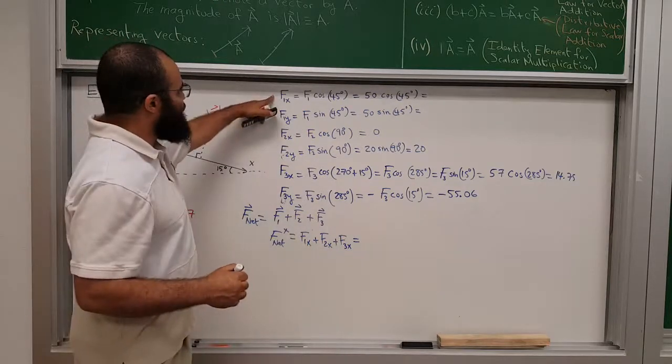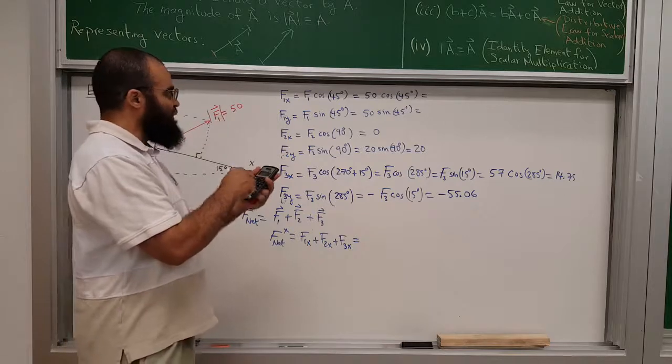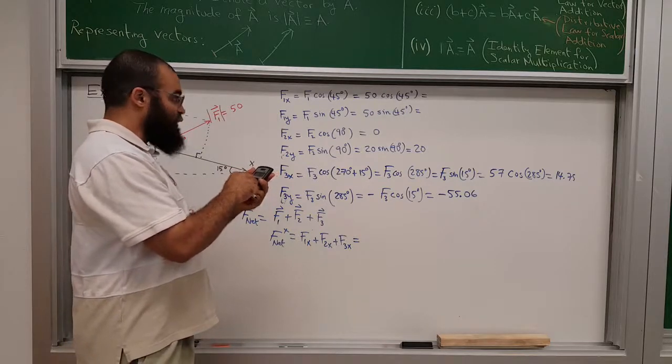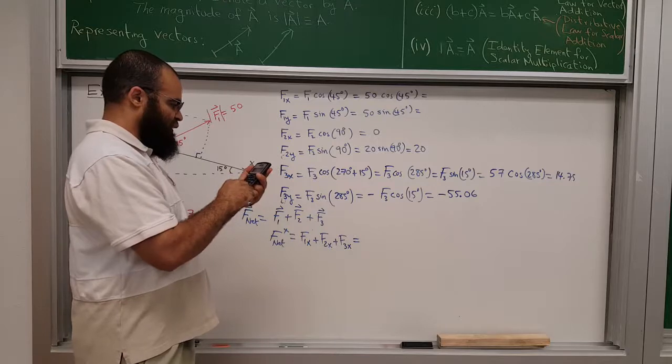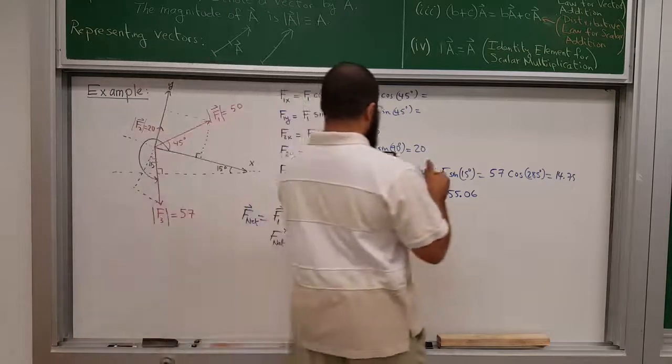What's the x component of force 1 and y component of force 1? Let's do them quickly. So 50 times the cosine of 45. You get 35.36.